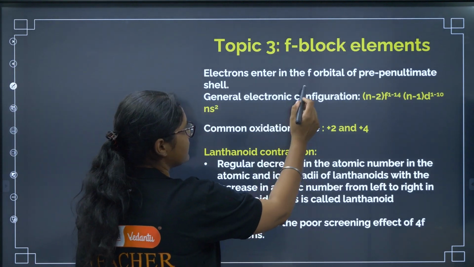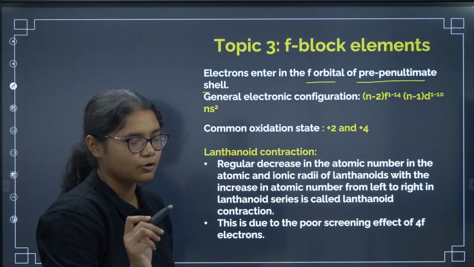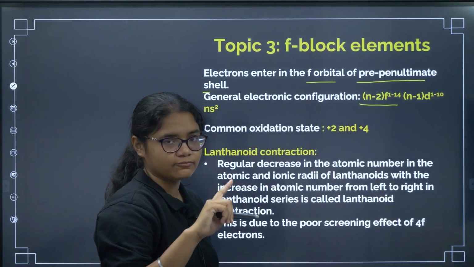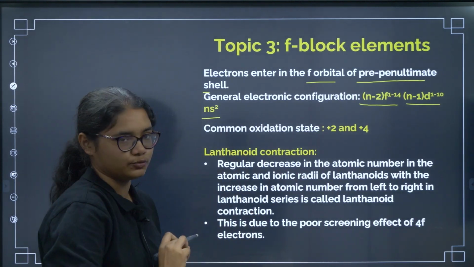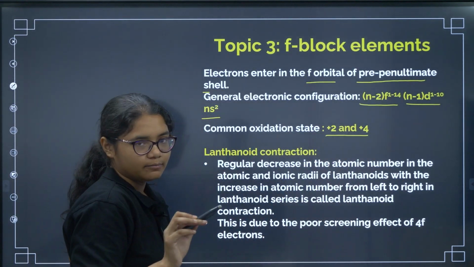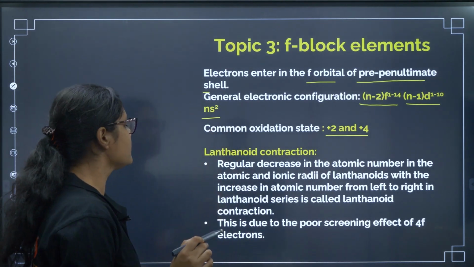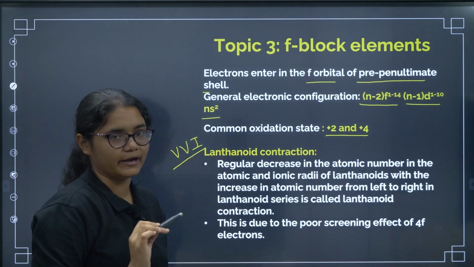When the electrons enter the F orbital of the pre-penultimate shell, that is called F block elements. What is the general electronic configuration? (n-2)f1 to 14, (n-1)d1 to 10 and ns2. Now, what are the common oxidation states? +2 and +4. So these are some general terms for F block elements which you should know. Now next, a very, very important topic, that is lanthanide contraction.